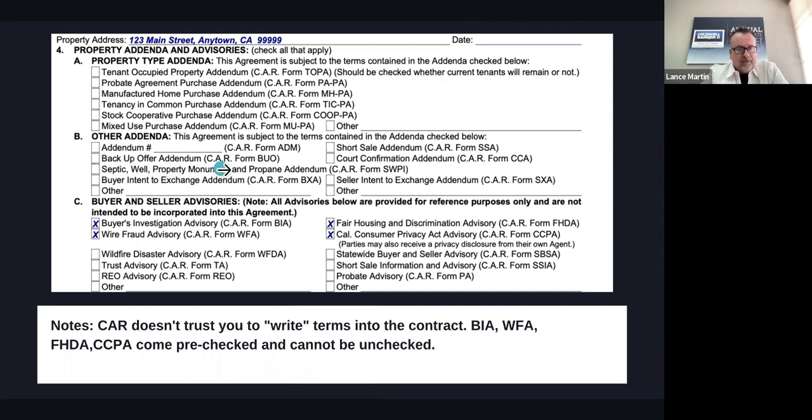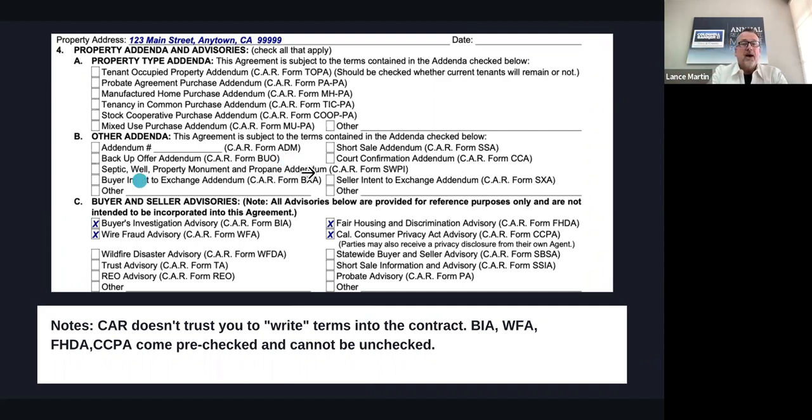Okay, backup counteroffer addendum. If you're writing this offer and you're told specifically, hey, this property is already under contract, what are you doing? Why are you writing me an offer? It's like, I know, but we love it. We love it so much. We're going to go ahead and write an offer, and we're going to include our backup offer addendum, knowing full well that's where we're starting this process.